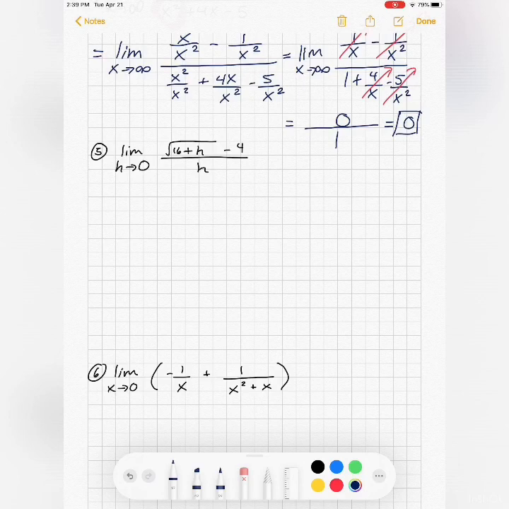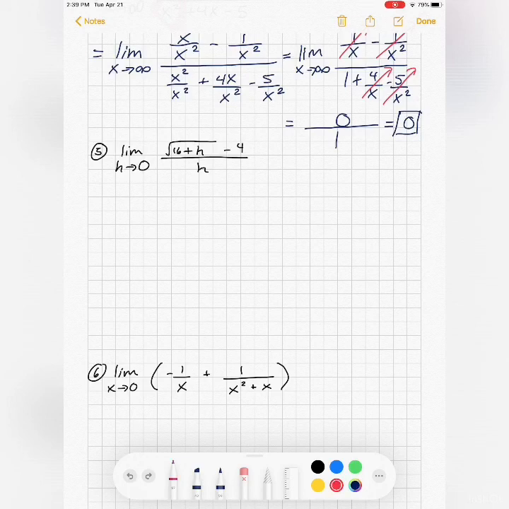Okay, what about like a number 5? The limit as h goes to 0, square root of 16 plus h minus 4 over 8. So I mean, the first thing you could try is, well, can I just plug 0 in? Well, it's not going to work. I'm going to get a 0 in the denominator. So that means I have to try simplifying.